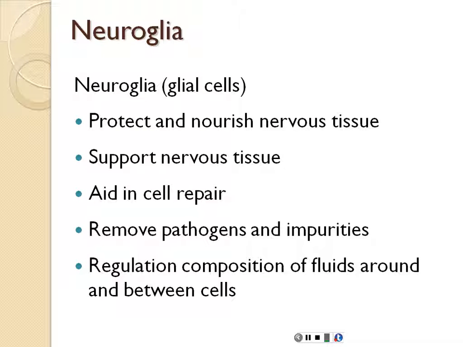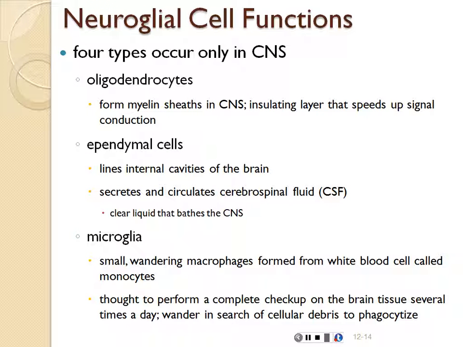And for the exam, you'll need to know their individual functions. Overall, these are just the general functions. They're support cells, which means they do things like protect and nourish the nervous system, support nervous tissue, aid in cell repair, removal of pathogens and impurities, and regulation of the composition of fluid around and between the cells. So their job is just as important as that of the neurons. 4 types occur in the CNS again, oligodendrocytes.